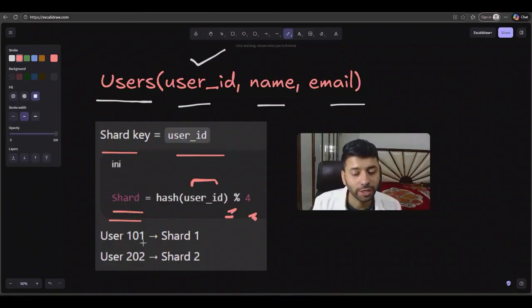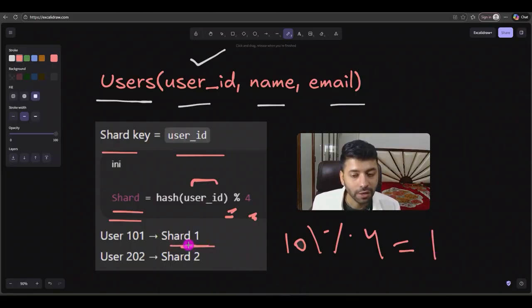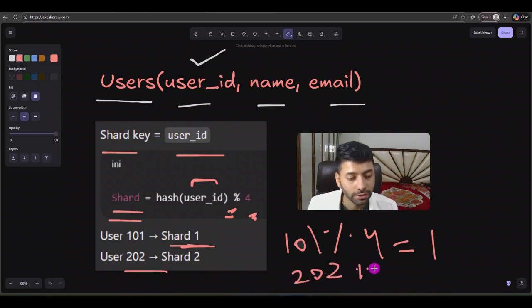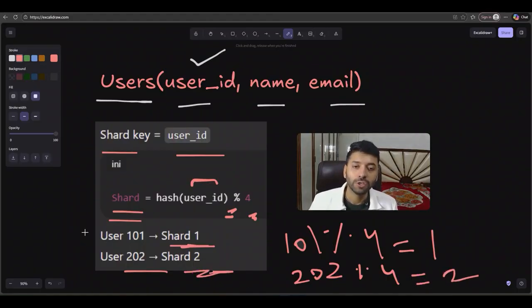Say for example the user ID was 101, so it will do 101 modulus 4 and it will return 1. So shard 1 is the answer for this user ID 101. Similarly, if the user ID is 202, we will do 202 modulus 4, which will give you 2. So it will send you to shard 2, right? So using this you will be able to identify your shard.